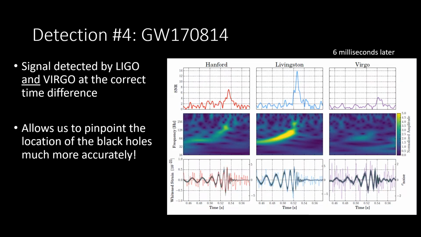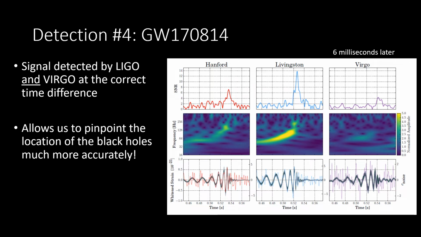Now we're going to jump ahead a little bit to detection 4, gravitational wave 170814. This signal was detected not just by the 2 LIGO observatories, but by the Virgo observatory as well. And this is going to allow us to pinpoint more precisely the location of where the collision occurred.